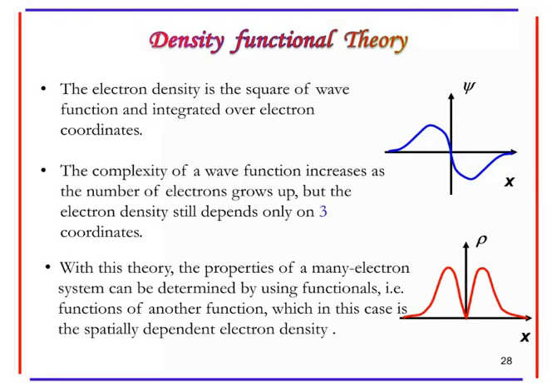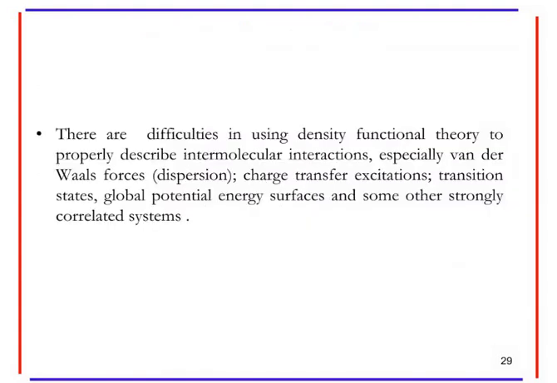So in density functional theory, the electron density is the square of the wave function integrated over the electron coordinates. The complexity of the wave function increases as the number of electrons grows, but the electron density still depends only on three coordinates. So with this theory, the properties of a many-electron system can be determined by using a functional, that is, a function of another function, which in this case is the electron density.